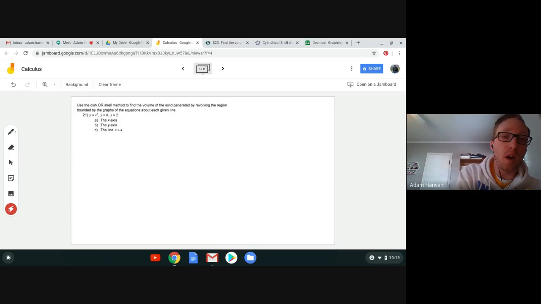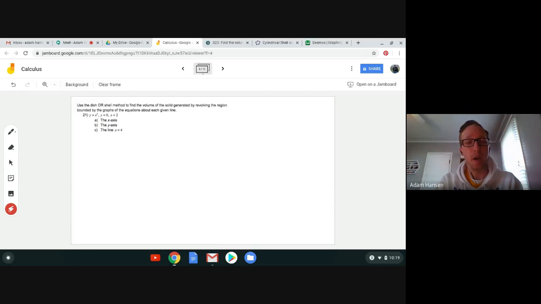We're looking at y equals x cubed, y equals 0, and x equals 2 around 3 different lines: the x-axis, y-axis, and the line x equals 4.